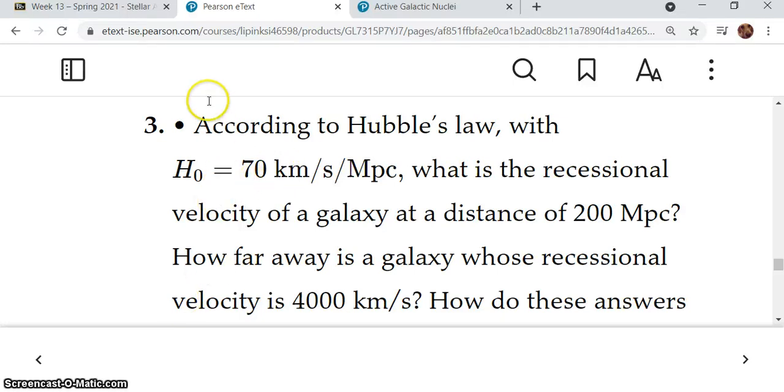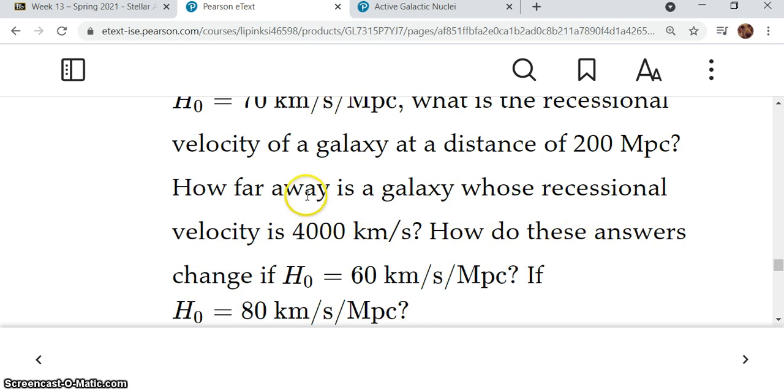All right, so here's number 3. It says, according to Hubble's law, we're going to use the Hubble constant as, of course, 70 kilometers per second per megaparsec. That's the number that the book uses consistently. All right, but we're actually going to see a little bit of variation with that. They want to know what the recession velocity is of a galaxy that has a distance of 200 megaparsecs. And then how far away is a galaxy whose recession velocity is 4,000 kilometers per second. So we'll do both of those problems.